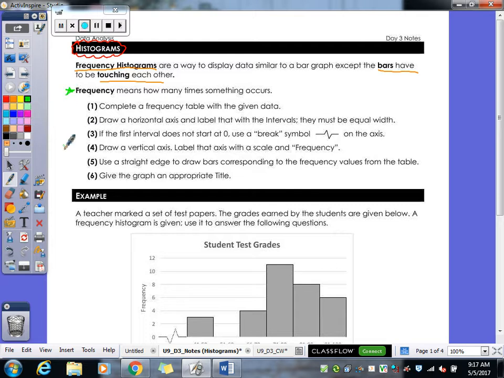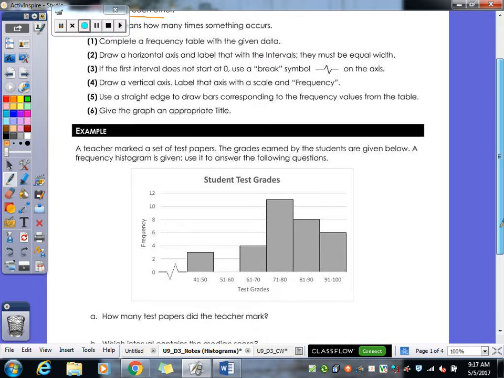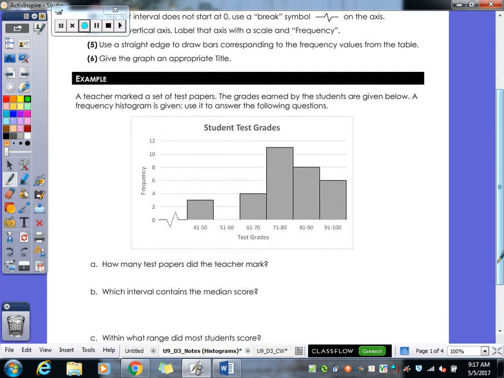So if you had to draw a frequency histogram, you would complete the table, draw your horizontal axis, all this good stuff, and you'd follow these lines here. But this is what a frequency histogram ends up looking like. We've got our x-axis down here and our y-axis right there. Make sure that those are always drawn in.